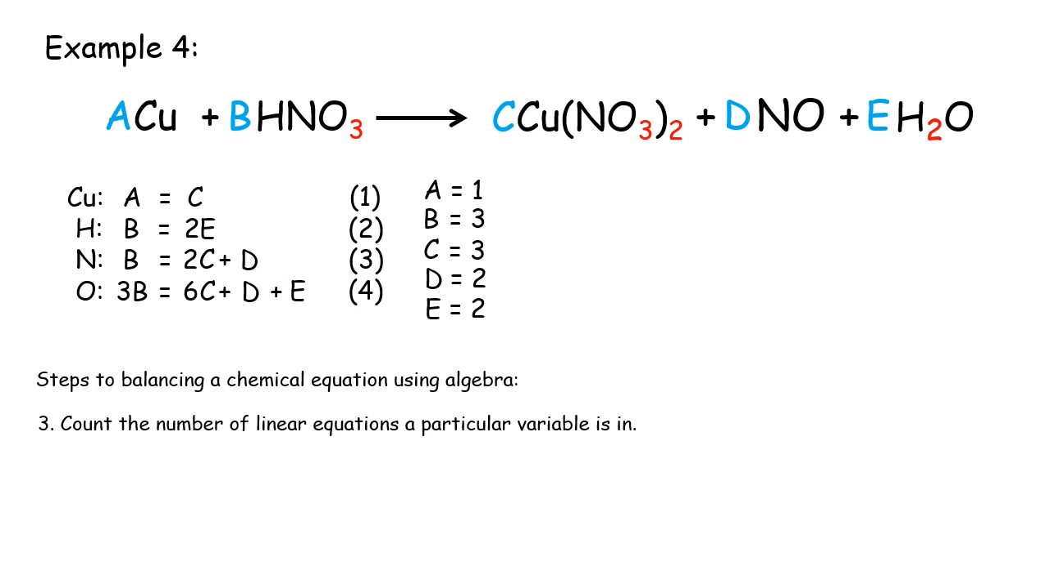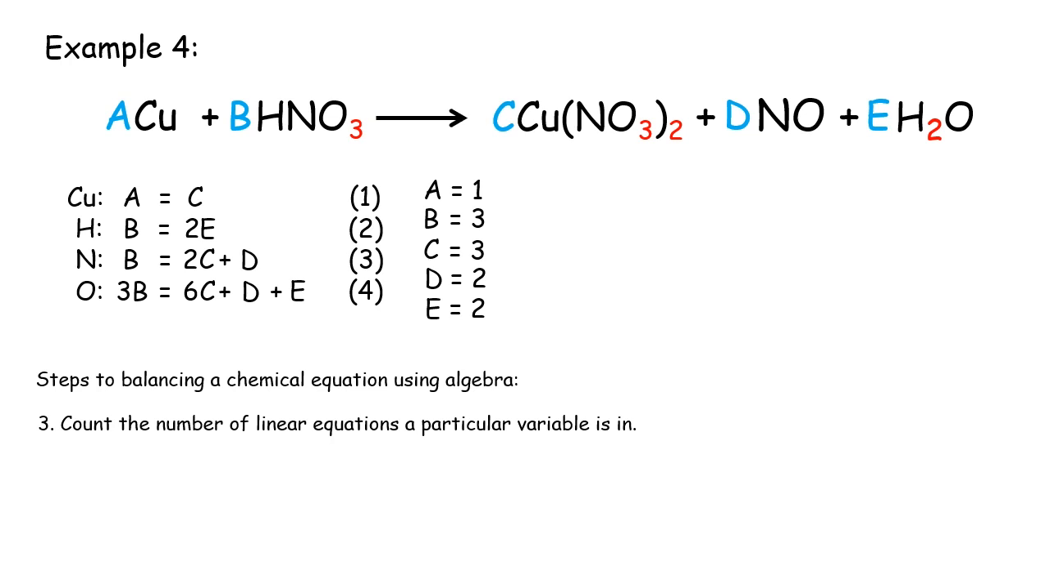By keeping track of the number of linear equations a particular variable is in, it makes the elimination process easier to follow. This is especially helpful when we have to deal with many linear equations and variables. Now we are ready to eliminate one variable at a time until we are left with only one or two variables.